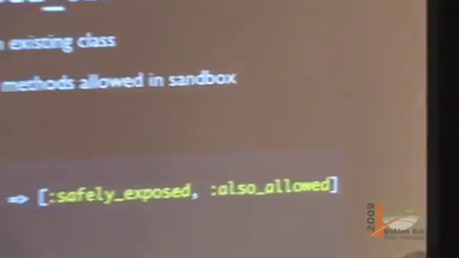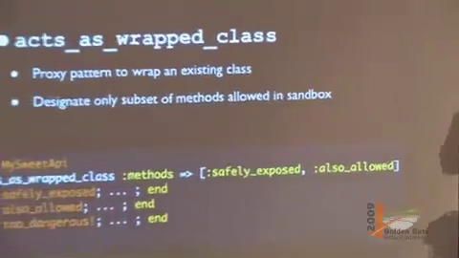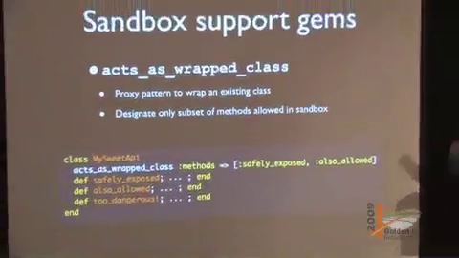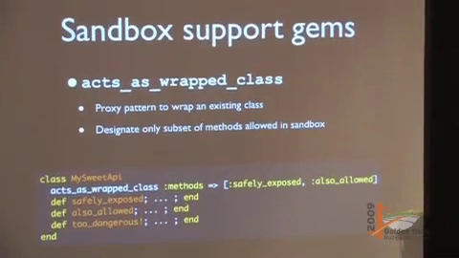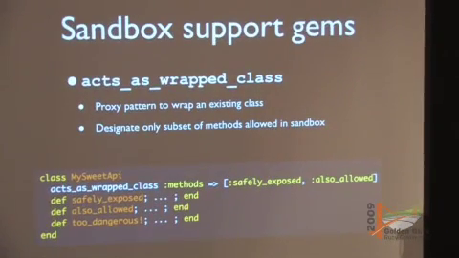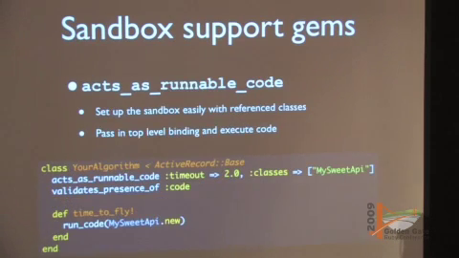This is similar to Nick Kallen's proxy pattern talk. It's just using a proxy pattern here. It's creating another class called, like, my sweet API wrapper, which basically just has a method missing, checks a list of methods that are allowed, and dispatches the call to the real class if it's allowed. I can then combine this with a sandbox, and I've written another gem called Access Runnable Code, which does some of this marshalling for you.